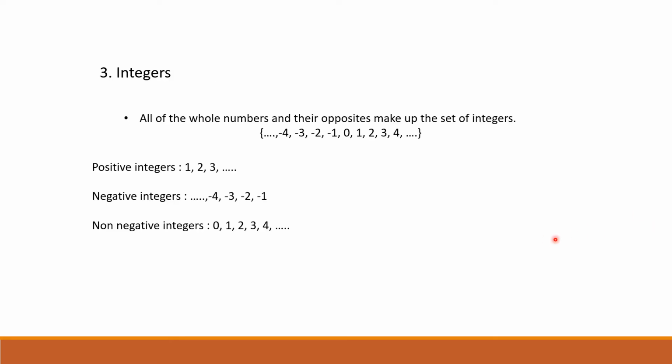Integers. All the whole numbers and their opposites make up the set of integers. For example, -4, -3, -2, -1, 0, 1, 2, 3, 4 and so on. Positive integers are 1, 2, 3, 4 and so on. Negative integers are -4, -3, -2, -1 and non-negative integers include positive integers along with 0 like 0, 1, 2, 3, 4, 5 and so on.